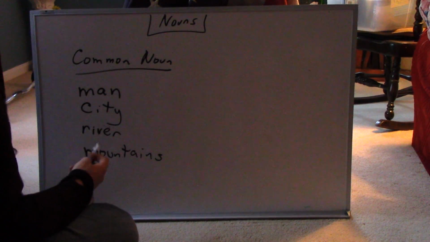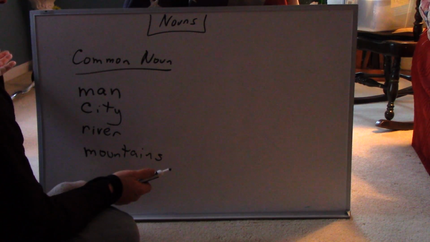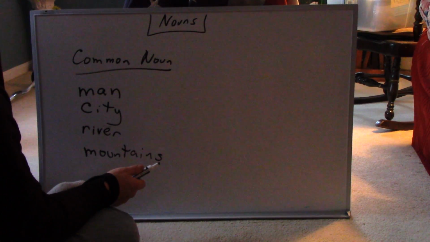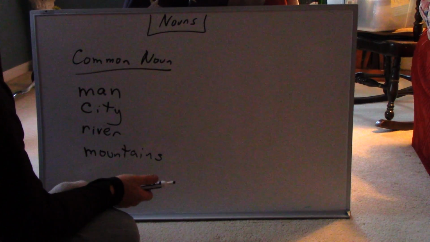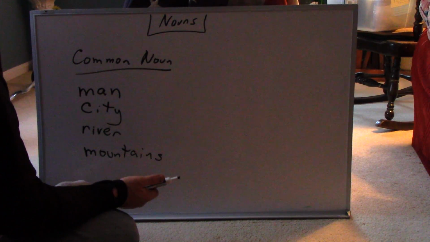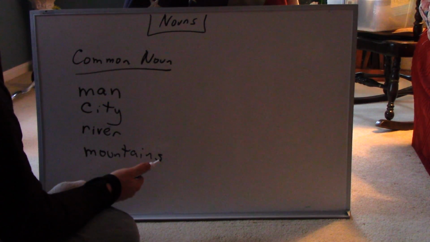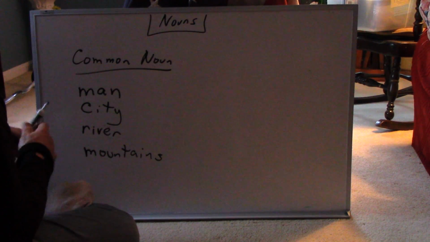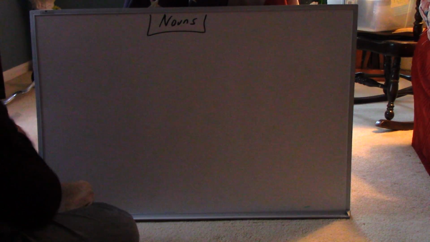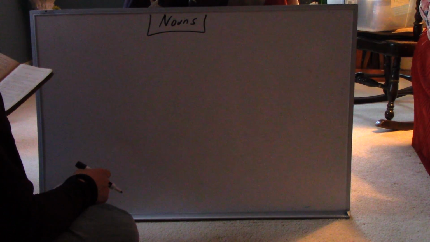Now let me explain this. Man. Well, which man? We don't know. If we knew what man, it would be a proper noun. City. Which city? If we knew what city, it would be a specific city. River. If we knew what river, we don't know. It could be the Nile River. It could be the Mississippi River. We don't know. Mountains. It could be the Appalachians, the Sierra Nevada mountains. Right? We don't know. But this is just mountains. Who knows? It could be any mountains. So that's what a common noun is. It's anything that's person, place, thing, but it's not necessarily a specific person, place, thing.